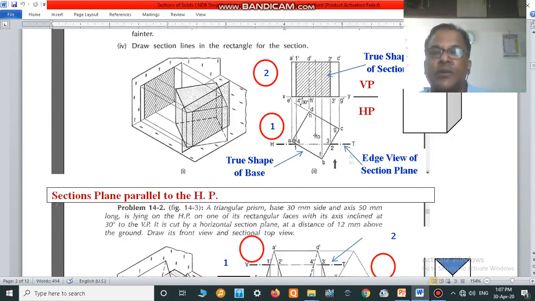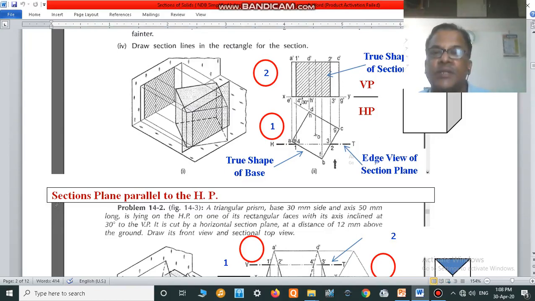Now how to decide this? This is the point O, which is the axis of the cube. Once you have drawn the true shape of the base, you can join the diagonals AC and BD. The intersecting point is here, and another point here. So in the top view, these 2 points are matching and the axis is here actually.